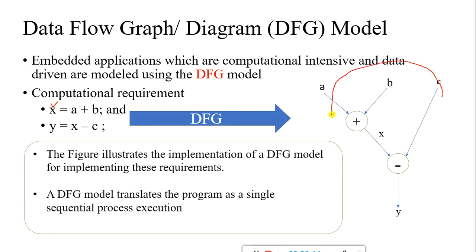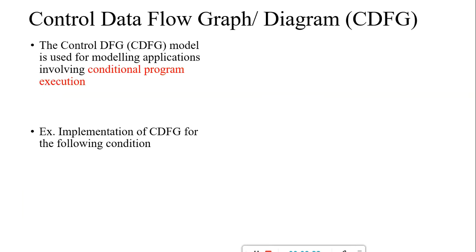Now it is very easy to translate this data flow graph into either a sequential programming model by using C or C++ programming, or you can even go for Verilog coding. Now, the second type of programming model that we have here is the control data flow graph, or in short, CDFG.